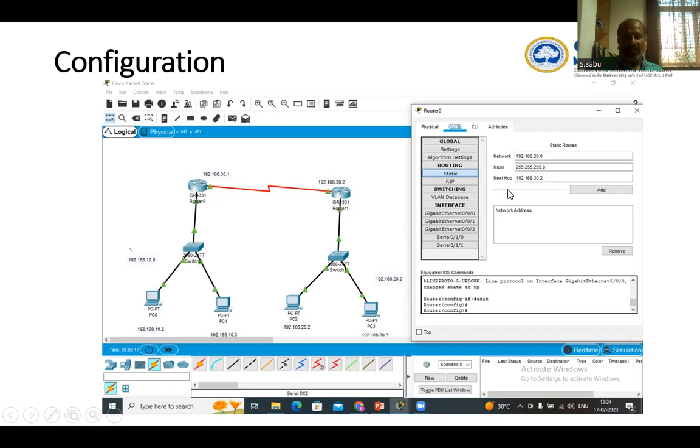Here, the network administrator is going to configure everything manually. That's why it is called static routing. Statically, it is manually designed, manually adding everything. So that's why it is called static routing.